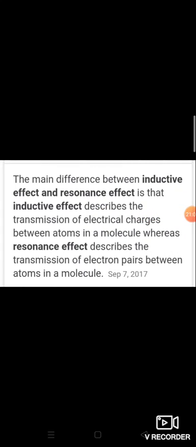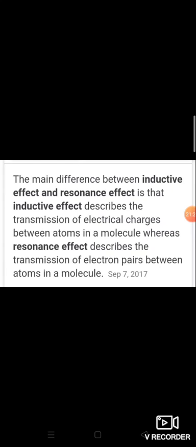When you see this resonance effect, carbocations are more stable, and a tertiary butyl carbocation, for example, is more stable than an isopropyl carbocation. Primary carbocations are highly unstable and not often observed as reaction intermediates. Methyl carbocations are less stable. The difference between inductive effect and resonance effect is that inductive effect describes the transmission of electrical charges between atoms in a molecule, whereas resonance effect describes the transmission of electron pairs between atoms in a molecule.